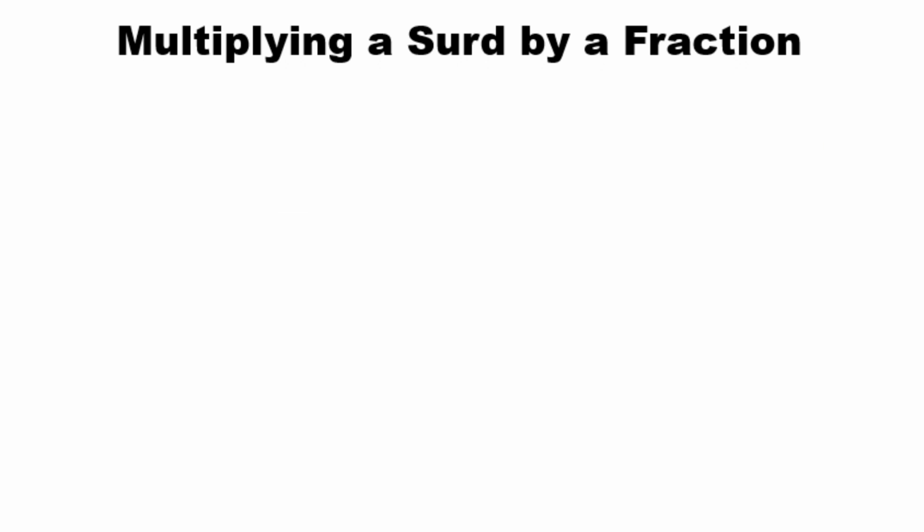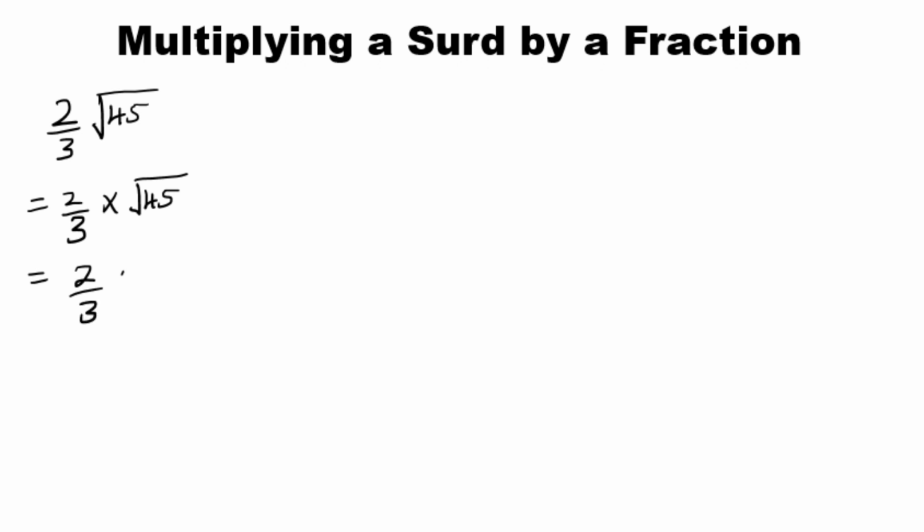So let's take an example. We have 2/3 root 45. So we are to simplify 2 divided by 3 times the square root of 45. The square root of 45 is the same thing as 9 times 5. So we can then express this as the square root of 9 times 5.